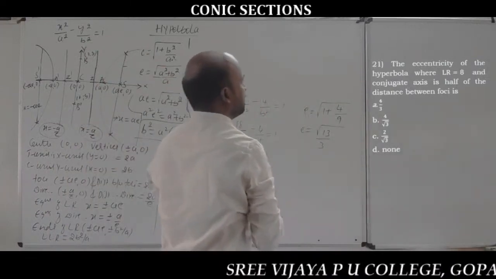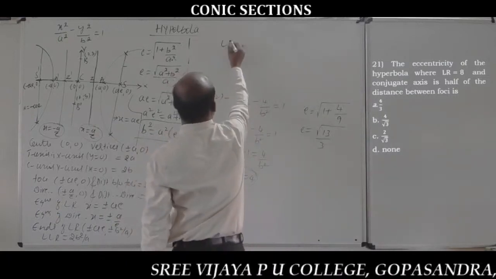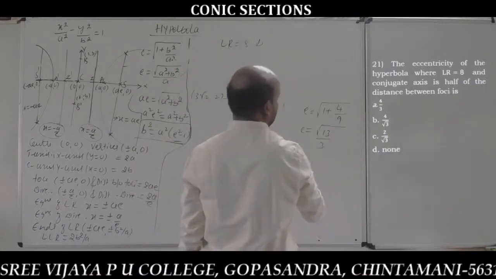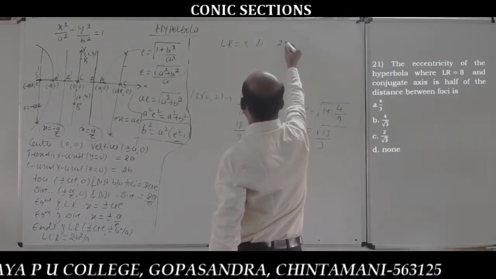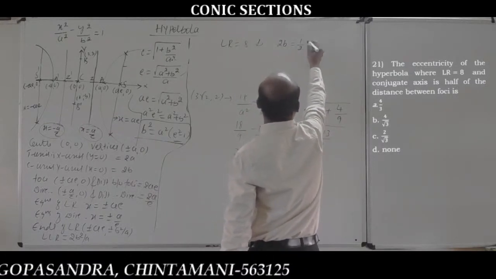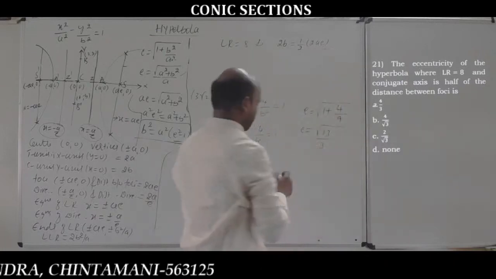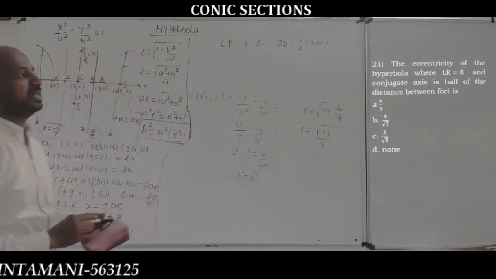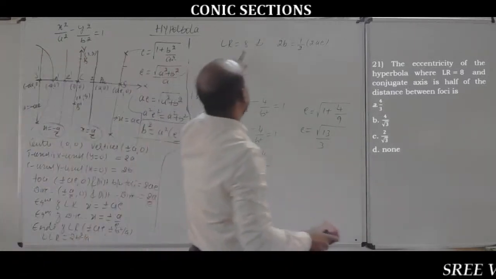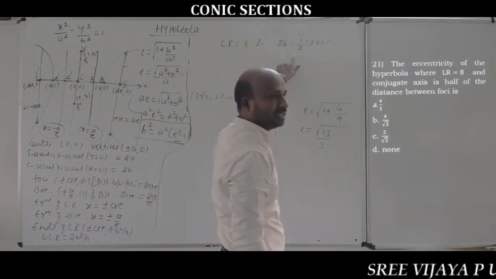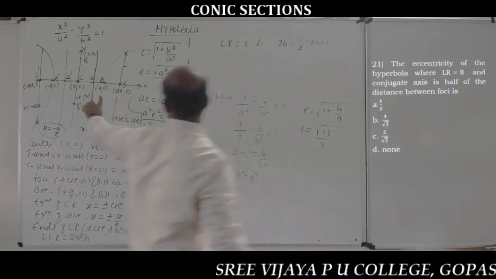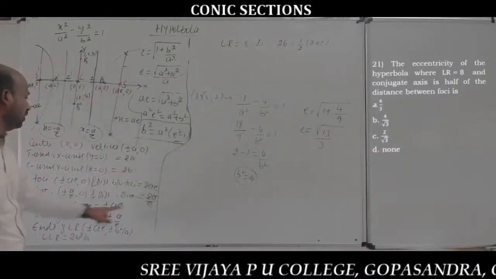Next one. The eccentricity of the hyperbola, given that latus rectum is equal to 8. Latus rectum is 8, and the conjugate axis is the y axis. We have to take 2b equal to half of the distance between the foci, that is 2ae, in standard form. We have to find out the eccentricity of the hyperbola. It is given that latus rectum is 8. The length of the conjugate axis, 2b, is half of the distance between the foci. Distance between the foci, SS dash, is 2ae.